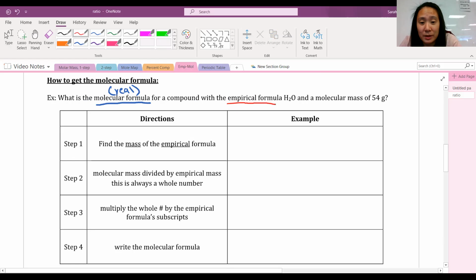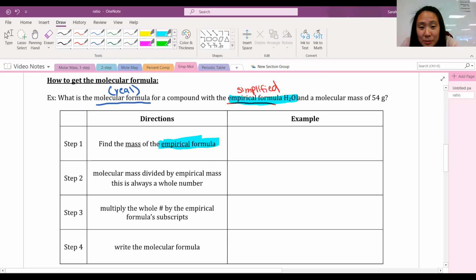Remember, empirical formula is the simplified formula. The simplified formula is H2O, and the molecular mass is 54 grams. Okay. Step one. Step one says what? Find the mass of the empirical formula. So it tells us that the empirical formula is what?